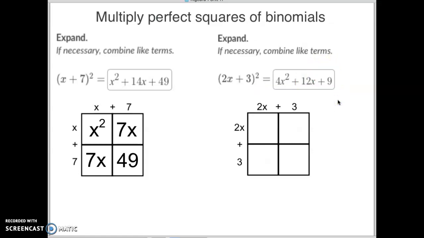If that doesn't make sense, generic rectangles always work. Keep using them. 2x times 2x is 4x squared. 2x times 3 is 6x. 2x times 3 is 6x. 3 times 3 is 9. We've got this 4x squared here, which goes right there. 6x plus 6x is positive 12x right there. And we've got our positive 9 for right there. Either way you want to work it, no problem.